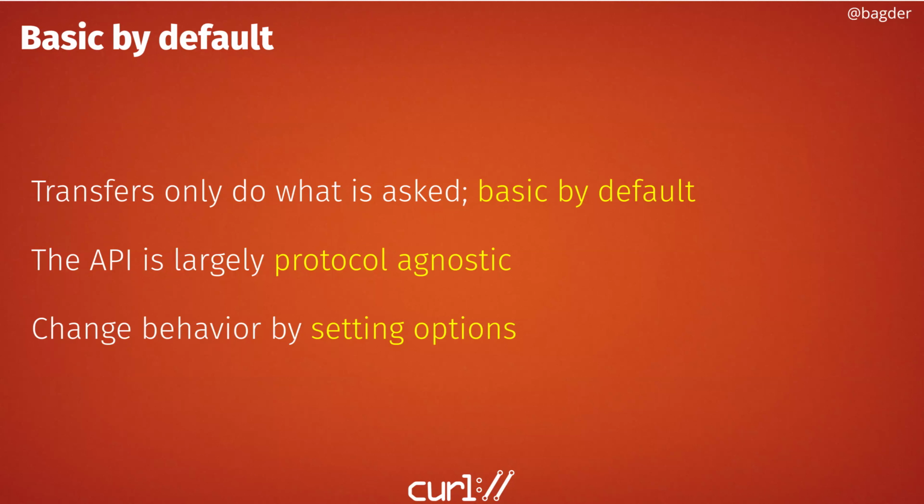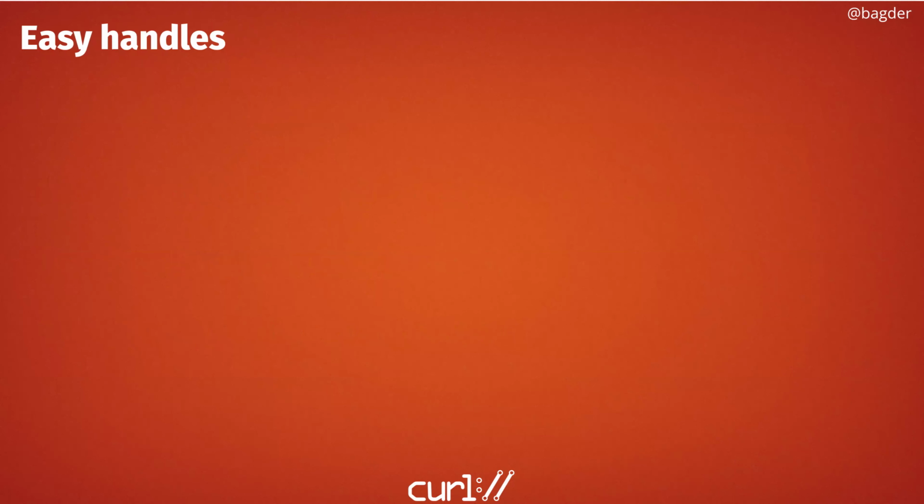And you change behavior by setting options. So when you create a transfer, you get a basic transfer by default. libcurl offers a busload of different options, toggles, tweaks, and you can change things. If the default isn't good for you, there is going to be a whole slew of different options that you can fiddle with to polish, improve it.